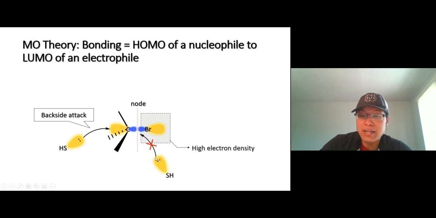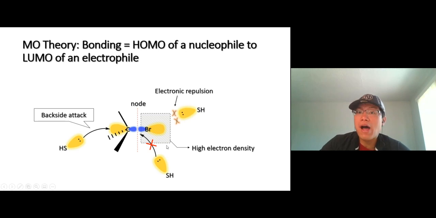There's also too high electron density at the front. Because bromine, a good leaving group, has some electron density around it, and these are usually electronegative atoms: bromine, chlorine, iodine, sulfate group, the whole group there, they have high electron density. So the nucleophile won't get in there from the front. Too high electron repulsion. Okay, so that's the reason why in an SN2 reaction a nucleophile never approaches from the front side, always the backside attack, because it's wide open at the backside, no electrons there.